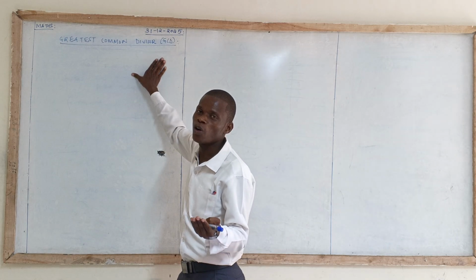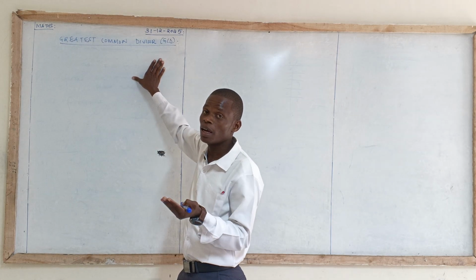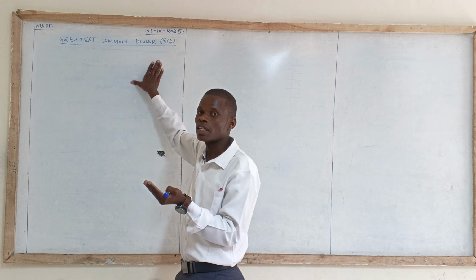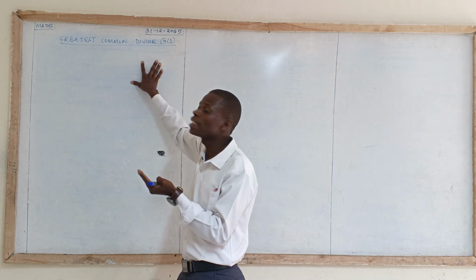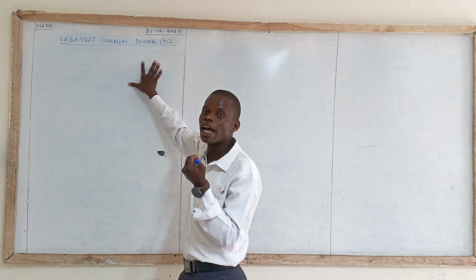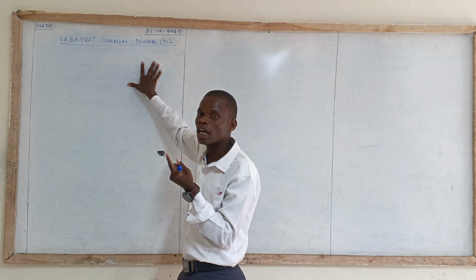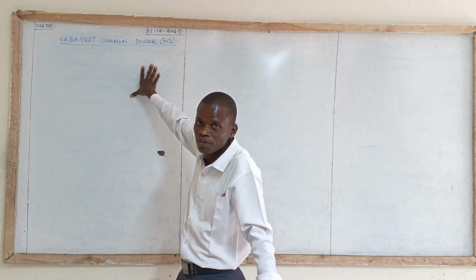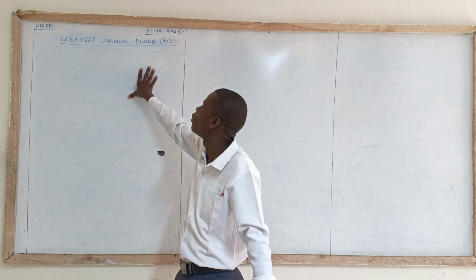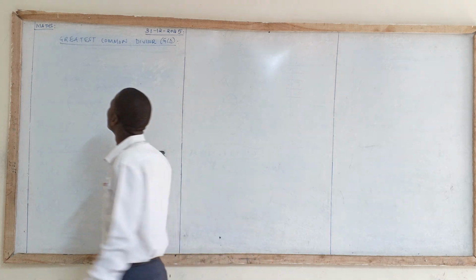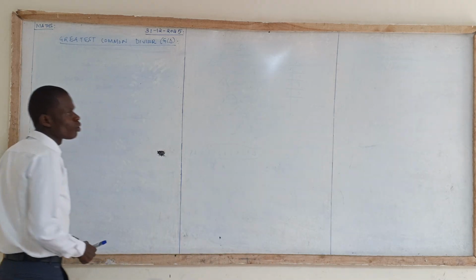Remember, we started with prime factorization. Now we are looking at the greatest common divisor. And I know, after greatest common divisor, can you suggest which lesson is next? Wow, correct. So, greatest common divisor.